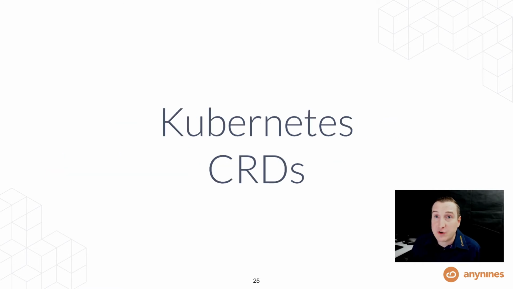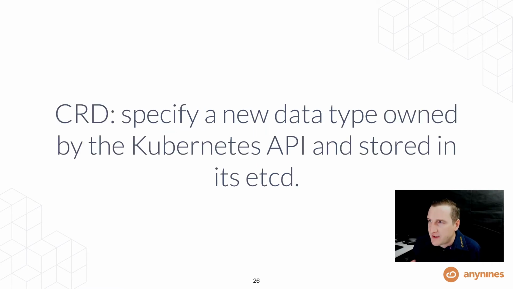Which brings us to an interesting concept in Kubernetes, which is the Kubernetes CRD. A CRD allows you to specify a new data type that's owned by the Kubernetes API and stored in its etcd. So think of the Kubernetes objects that you can natively create. For example, a pod. You create a specification for a pod, you kubectl apply it, and then Kubernetes knows that you would like to have a pod with a particular name using a particular image. And you'll get feedback from Kubernetes immediately that, yeah, that object is taken care of, but it doesn't tell you anything about whether this actually worked or not.